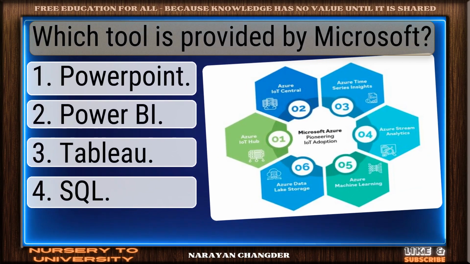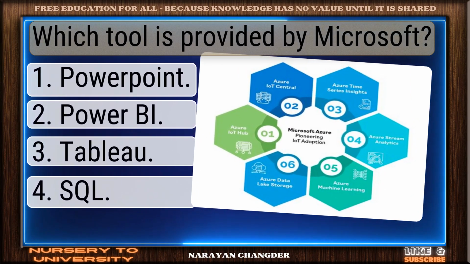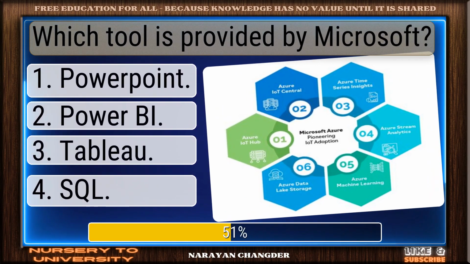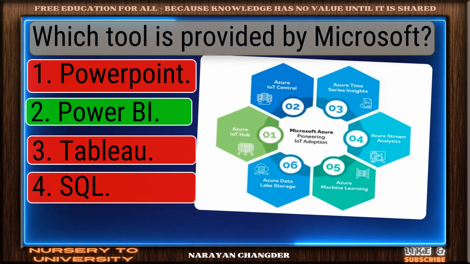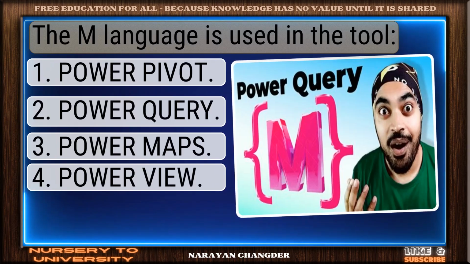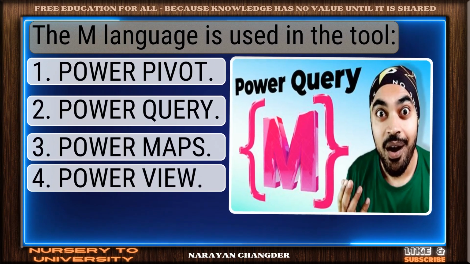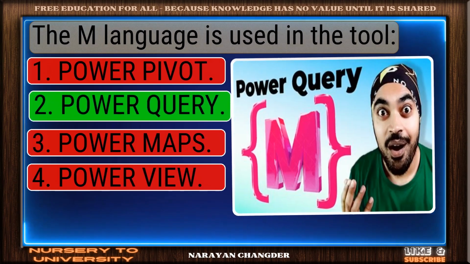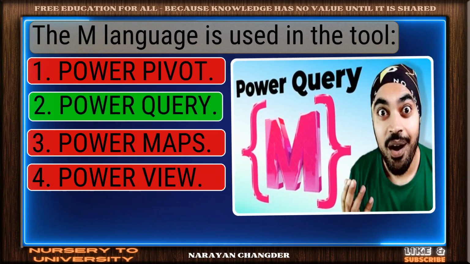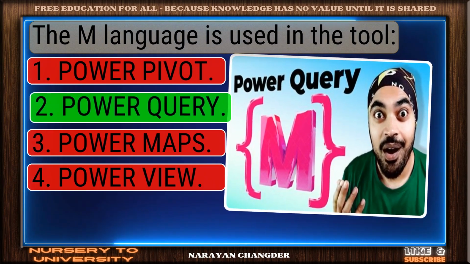Question number 58. Which tool is provided by Microsoft? You chose Power BI, and it is correct. Question number 59. The M language is used in the tool. On track. Power Query is the correct answer.